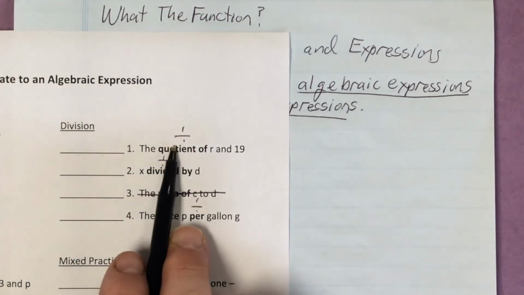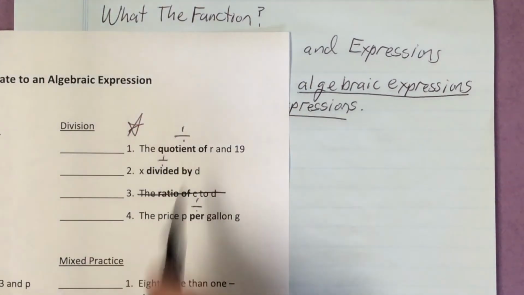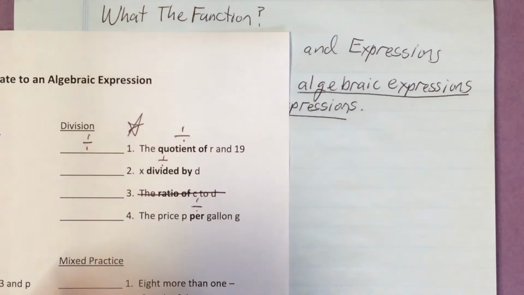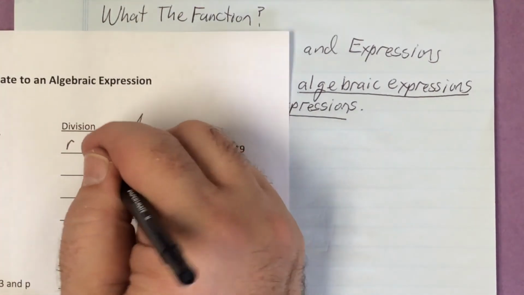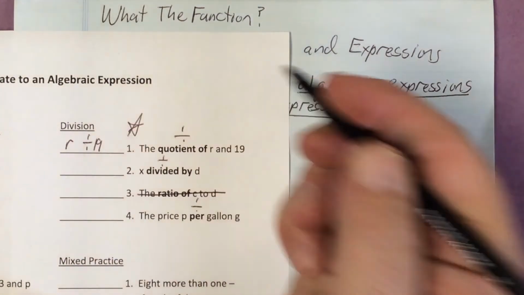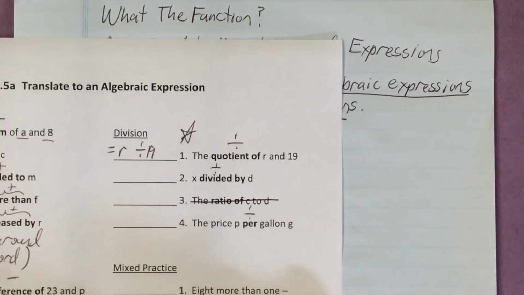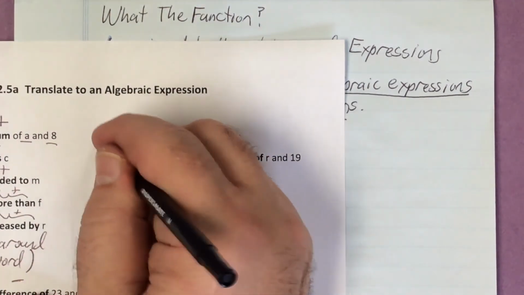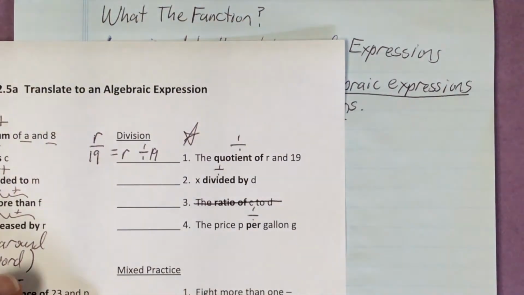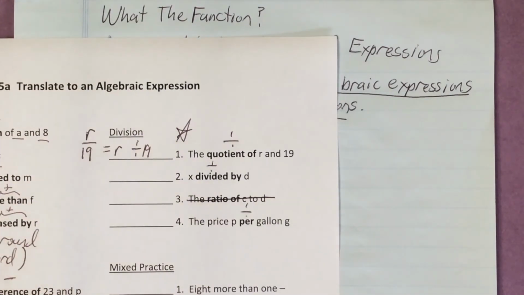Okay, so we talk about the quotient of R and 19. So again, this is the word coming up first. So we know that division is coming up. So we can write this as R divided by 19. Or we can write this, let me put this over here, as r divided by 19, written as a fraction instead of being written lengthwise. But both of these will be acceptable.